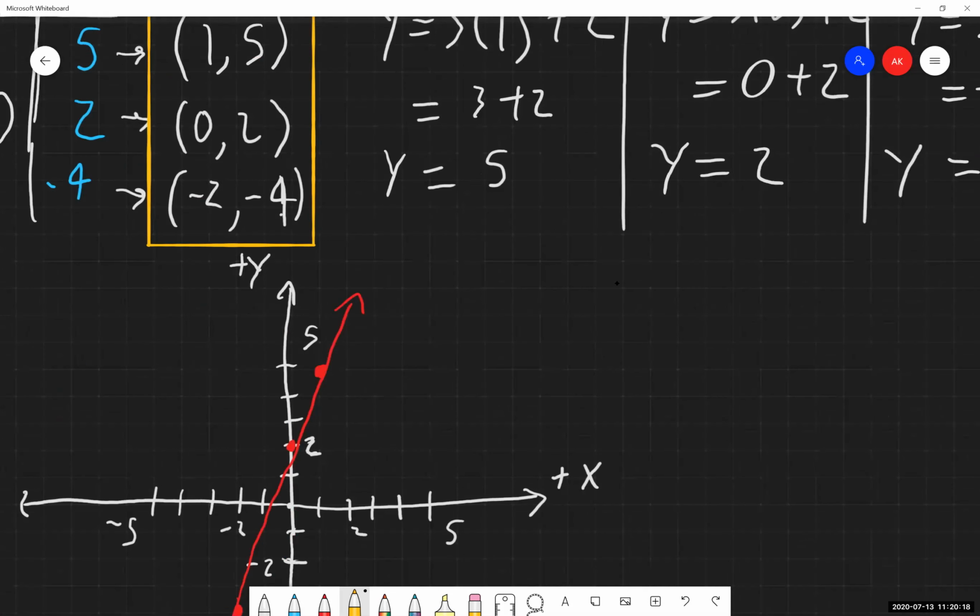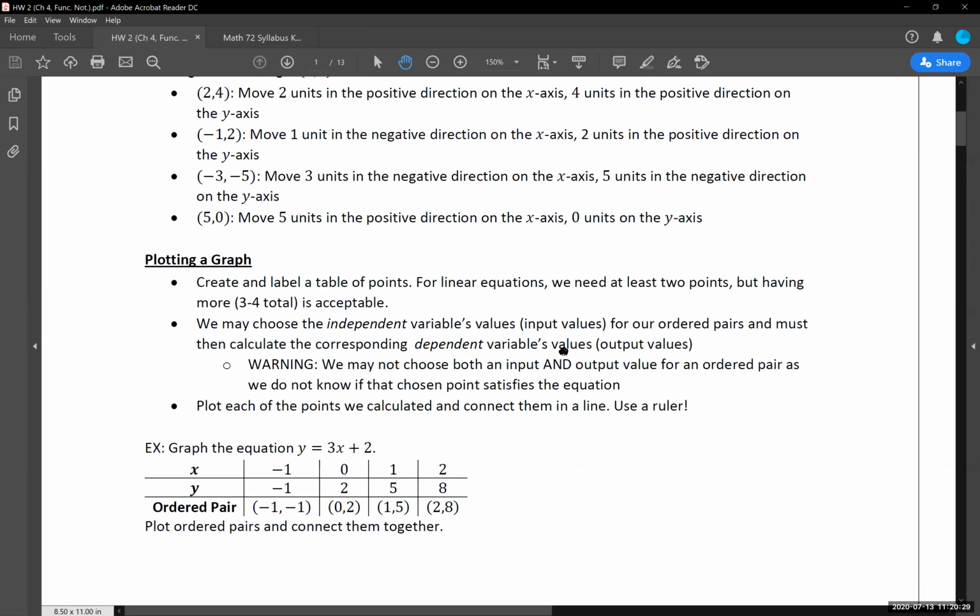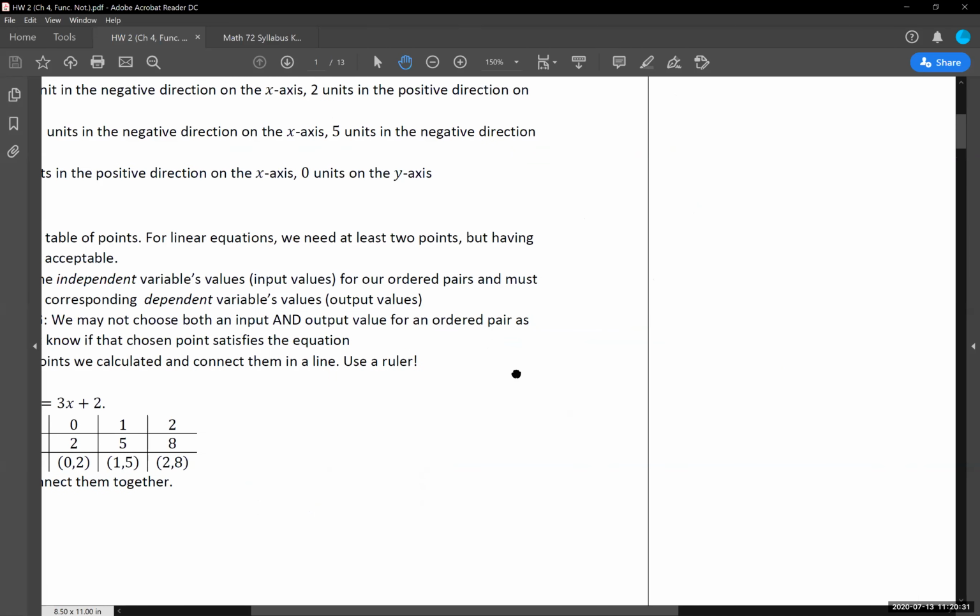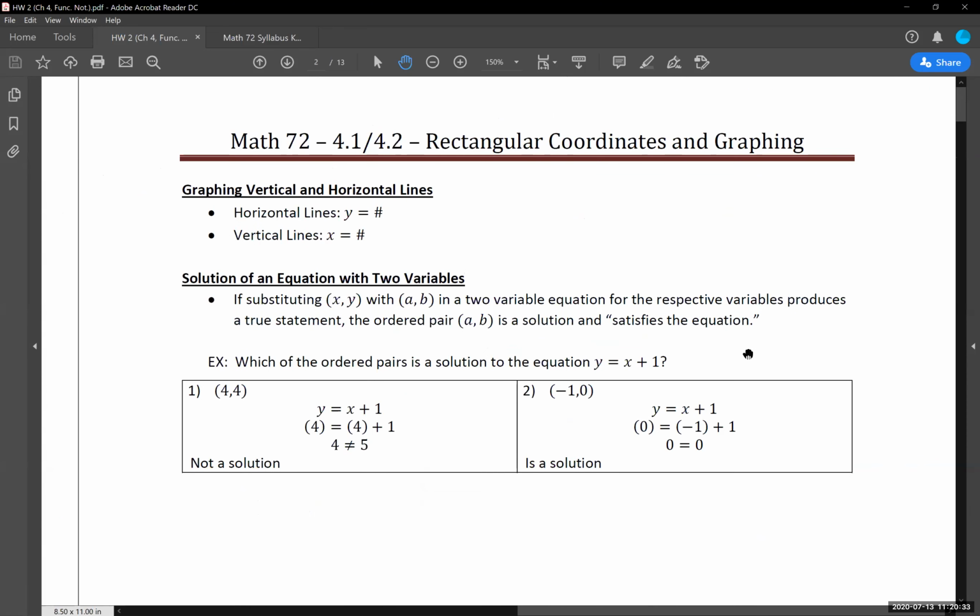So I'm going to jump us back to our lecture notes because we have 2 special cases that show up when we're going through and plotting these things. I'll show you guys what those look like as well in graphs. So we have 2 exception cases when we're graphing. These are graphing vertical and horizontal lines.